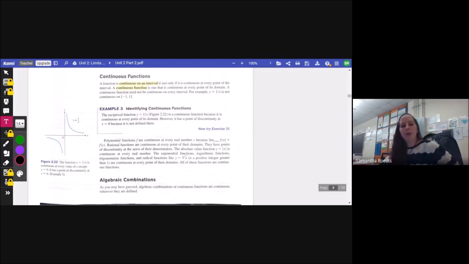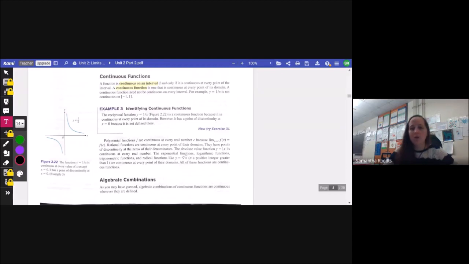Okay. Polynomial functions f are continuous at every real number c because the limit of f of x as x approaches c equals f of c. Rational functions are continuous at every point of their domains. They have points of discontinuity at the zeros of their denominators. So for example, 1 over x has a discontinuity point at x equals 0 because I can't divide by 0, the zero of the denominator. The absolute value function, y equals the absolute value of x, is continuous at every real number.